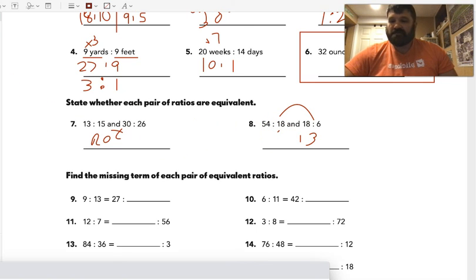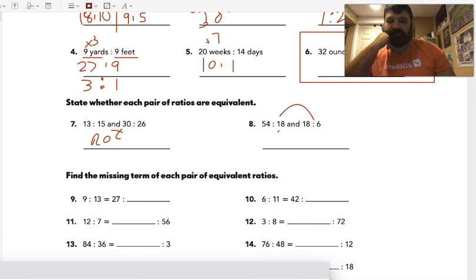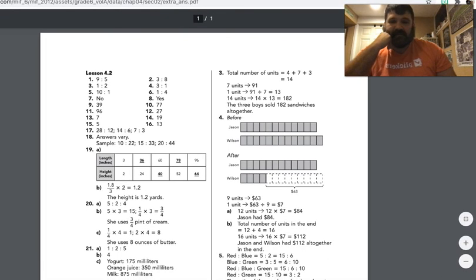So let's check our work. Is it equivalent? I would say the answer is yes. I think that's what it was wanting us to know. Okay, let's check it. Yep, 7 was no, and 8 was yes.